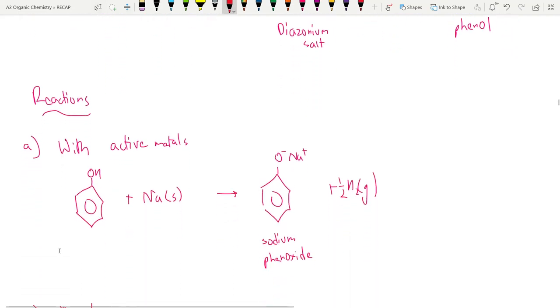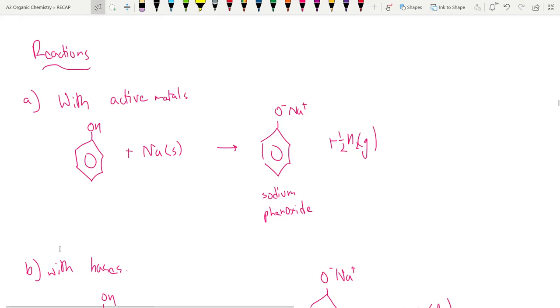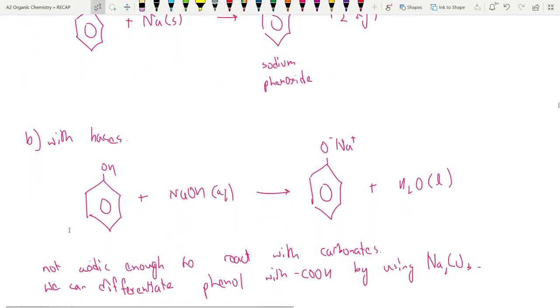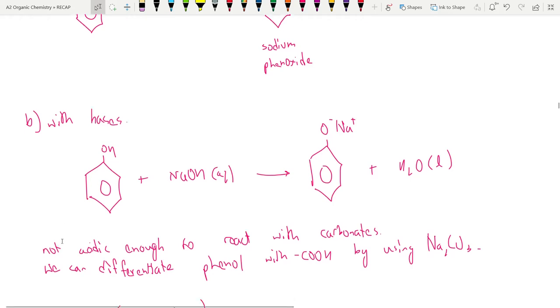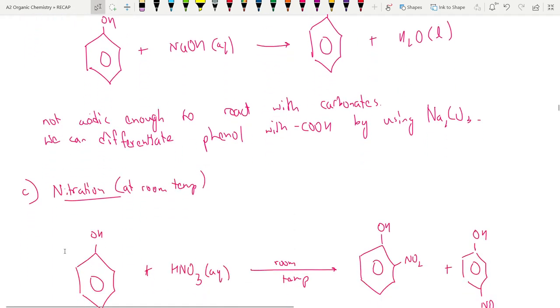Okay. So that was production. Phenols react with metals because they're acidic to form salts plus hydrogen gas. So sodium phenoxide is formed. It is also acidic enough to react with bases, right? Like sodium hydroxide to form a salt and water. Alcohols cannot react with bases, okay? But phenols are not acidic enough to react with carbonates, okay? We can differentiate phenols from carboxylic acids, right? By using sodium carbonate. We would see fizzing with the carboxylic acid, but not with phenol.